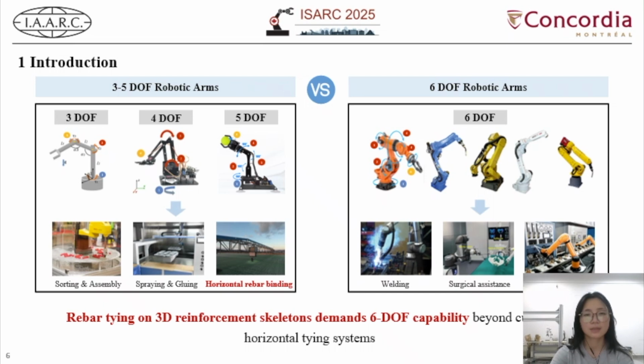To understand this limitation, let's examine the degrees of freedom requirement. Current horizontal rebar tying uses 3 to 5 degrees of freedom systems. However, complex 3D reinforcement structures, which require tying operation on vertical or inclined surfaces, need 6 degrees of freedom systems that provide both translational and rotational capabilities.